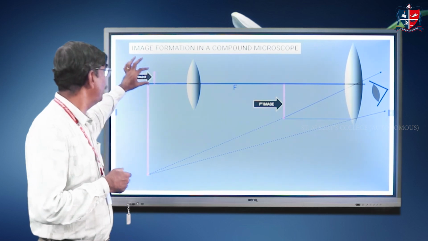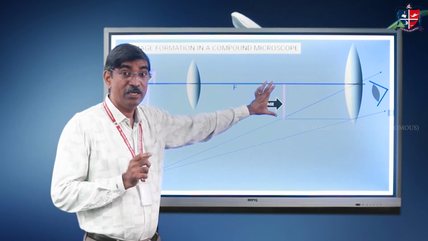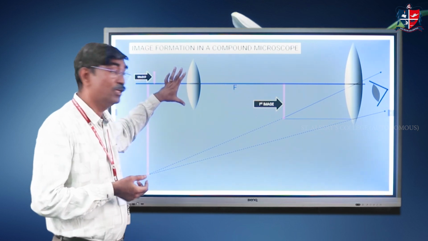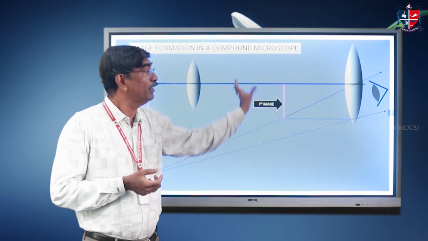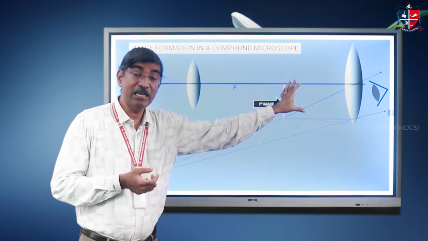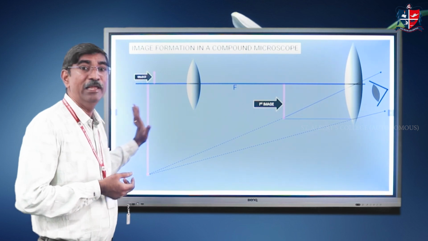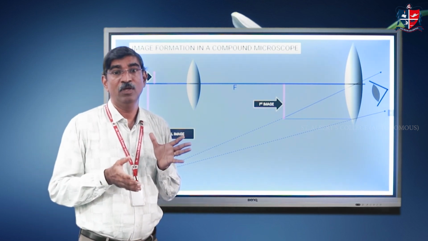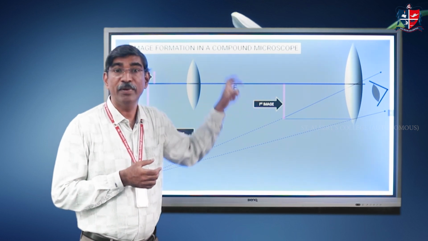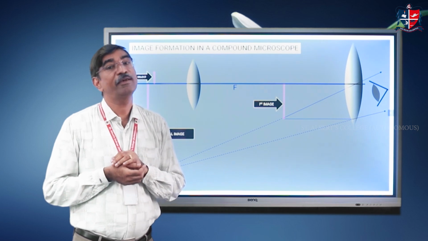So we are placing the object here, a small object, then the object is magnified by the first objective lens, then again it is magnified by the second lens, that is the eyepiece, and we are finally getting a highly magnified image. So this is the basic principle behind magnification in a compound microscope.